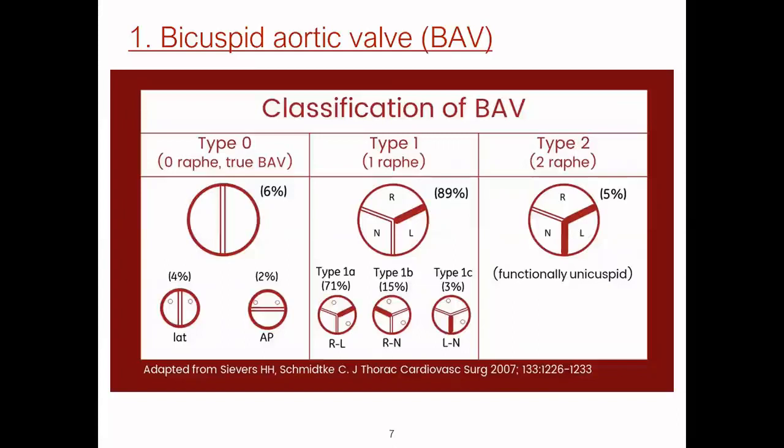Here are some different types of bicuspid aortic valve. So we'll start with type 0. This is the true bicuspid valve, where there is only 2 leaflets. Type 1, this is the most common bicuspid aortic valve. And this is where there's a fusion or a conjoint area called a raphe in the valve. And type 2, this is fusion of more than 2 cusps. So there's functionally a unicuspid valve.